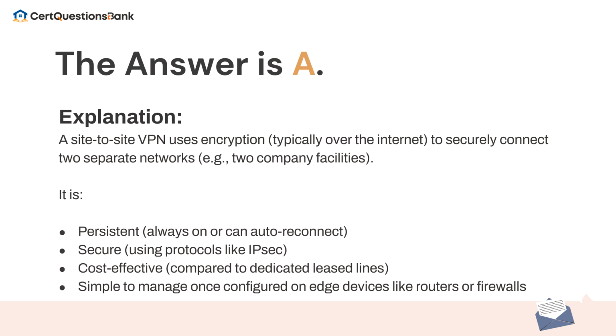The answer is A. A site-to-site VPN uses encryption, typically over the Internet, to securely connect two separate networks, e.g., two company facilities. It is persistent, always on or can auto-reconnect.